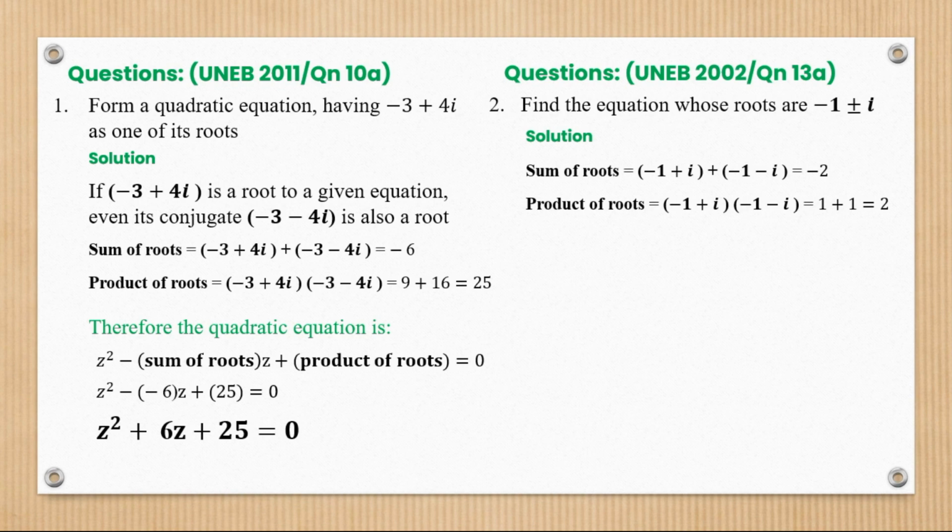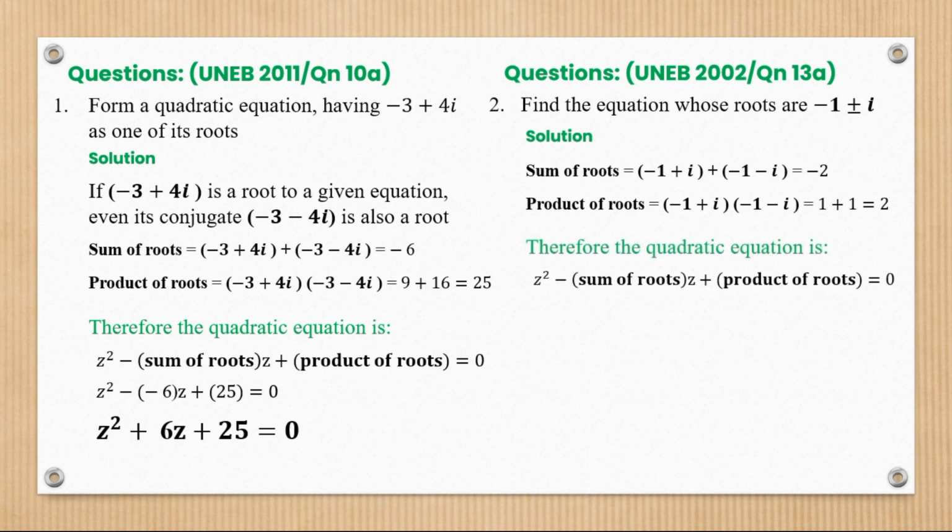For the product of roots, we multiply the two and we end up having 1 plus 1, which is equal to 2. Following the formula, the quadratic equation is, we're going to use the same formula, and when we insert the values, we end up with this. Finally, our final answer will be z squared plus 2z plus 2 is equal to 0.